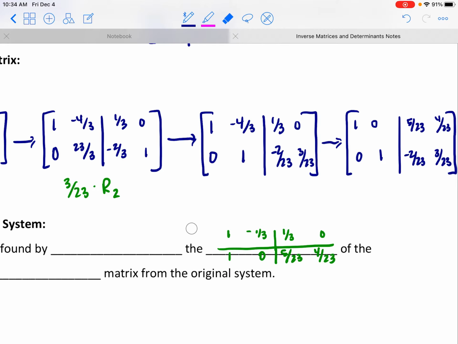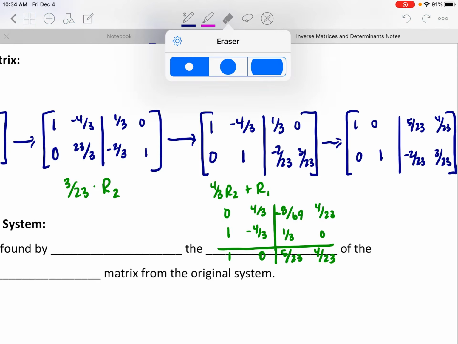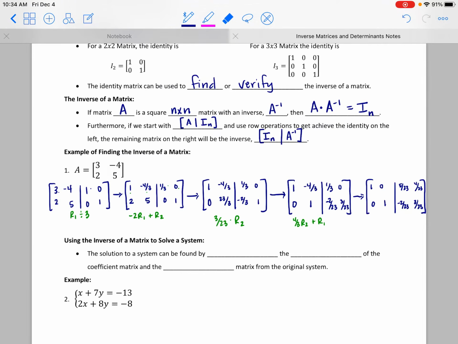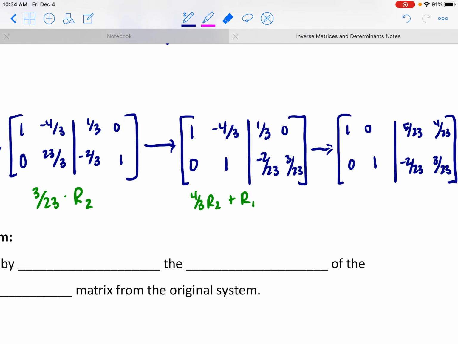Okay, with the goal. Oh man, hold on. I'm sorry. The goal was to get the identity. Let me erase this now because it's getting in the way. The goal was to get the identity on the left. So that's what we did here. The left side here is the identity.